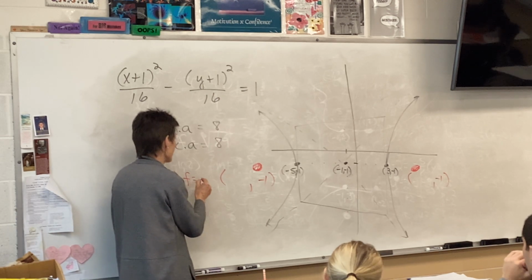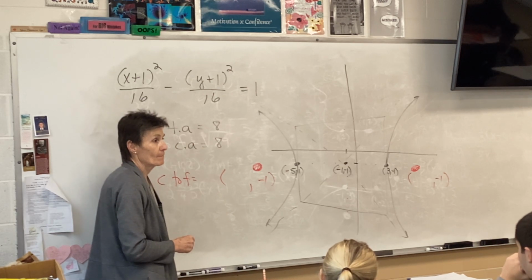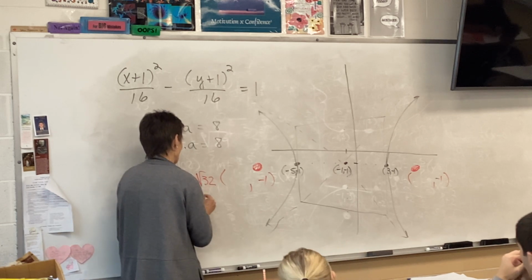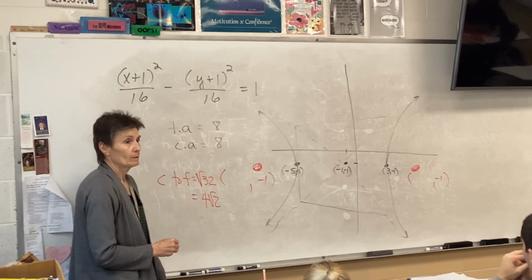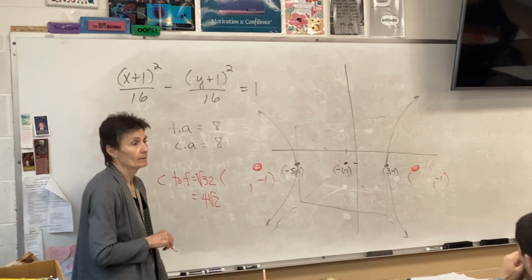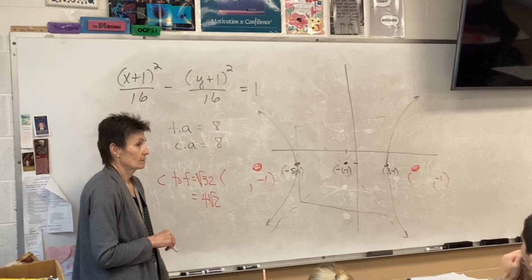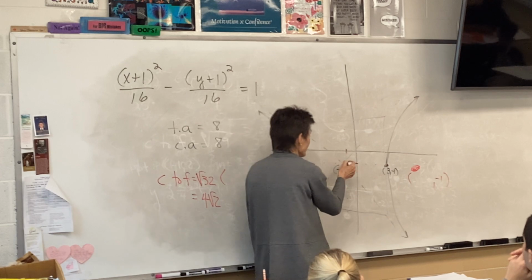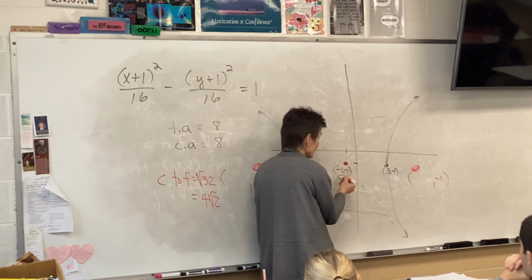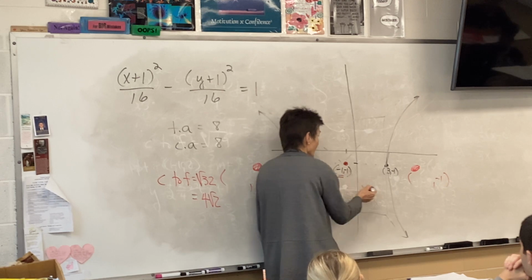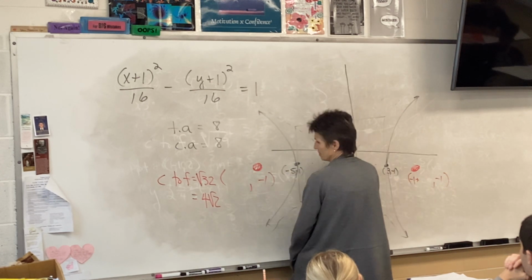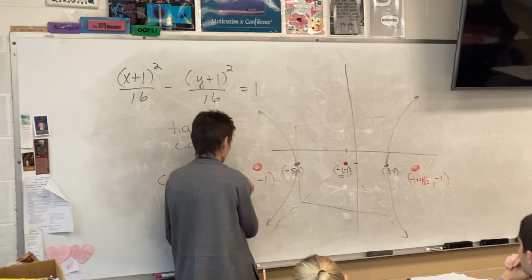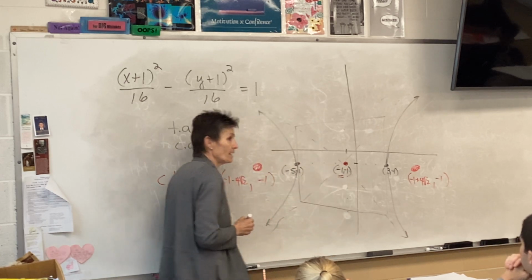What'd you get for center to focus? Square root of 32, which reduces to 4 root 2 if you break it down. Okay, so what does that mean? -1 plus 4. That means I'm gonna start right here. And what's my y? -1. And I'm gonna add 4 root 2 and subtract 4 root 2 from my starting x.